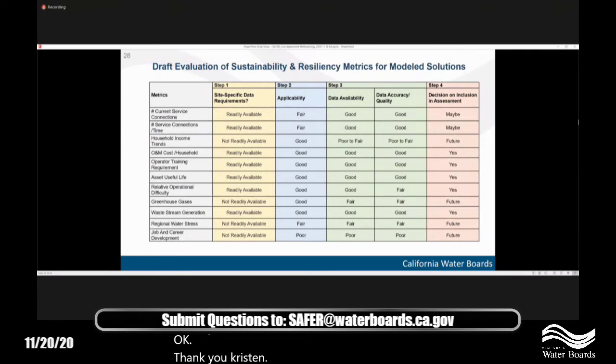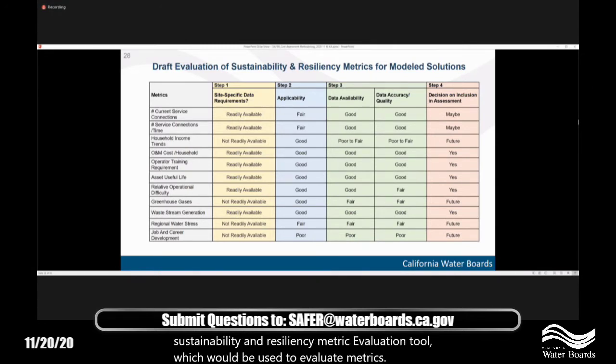So after a pool of proposed sustainability and resiliency metrics was identified from the literature review and was vetted using the expert judgment of the project team members, it was necessary to develop a systematic way to determine which of the proposed metrics would be selected for inclusion in the application phase of the assessment. That led to the development of the draft sustainability and resiliency metric evaluation tool, which would be used to evaluate metrics for inclusion into the assessment based on multiple criteria, such as a metric's applicability, its data availability, and the credibility of its data sources.